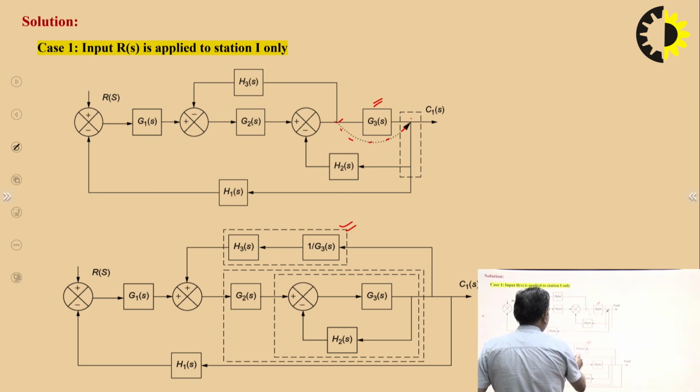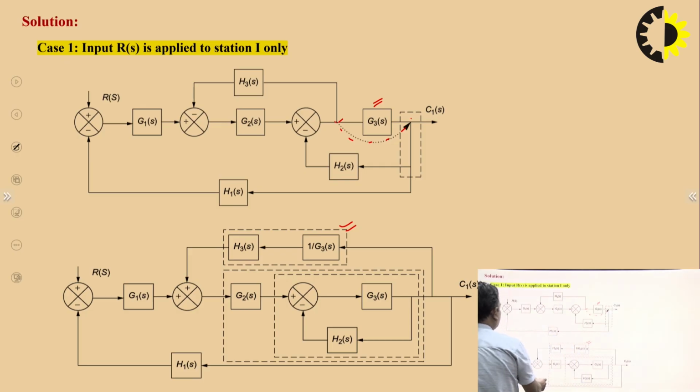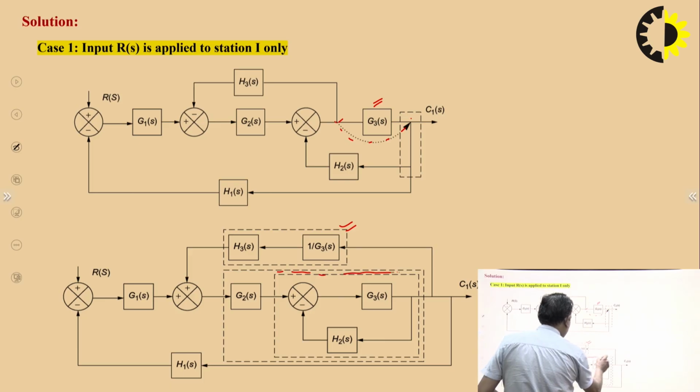Okay. So after the summing point, G3(s) will be there, H2(s) will be there, and H1(s) will be there, G1(s) will be there, and all the things will be there. Okay. Now, how can we solve it? You can easily solve it. You can see this particular block. Okay.